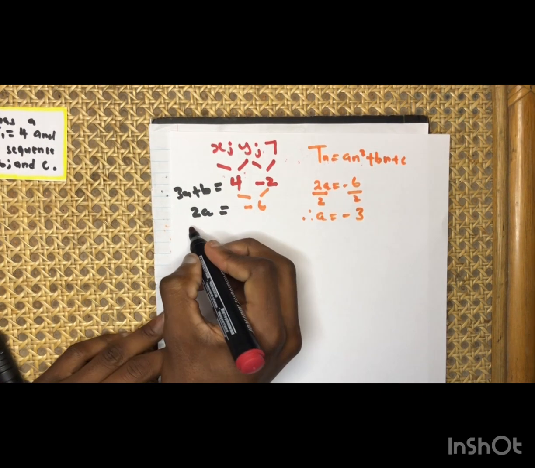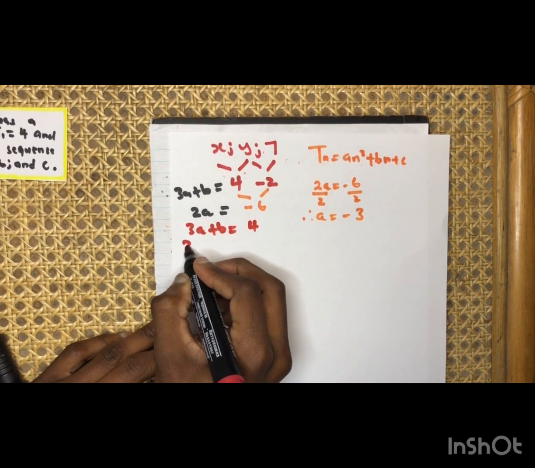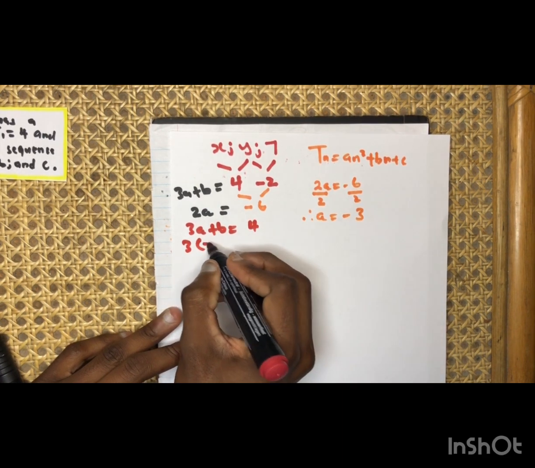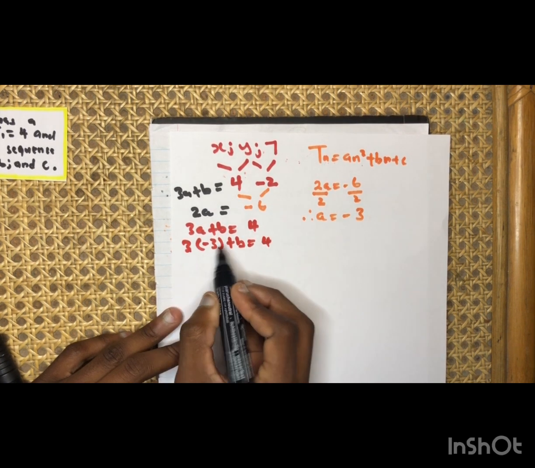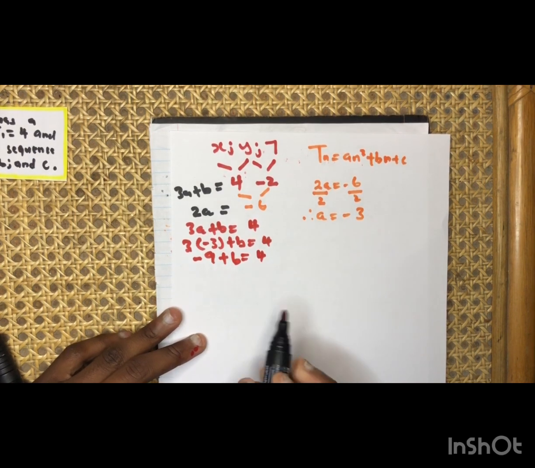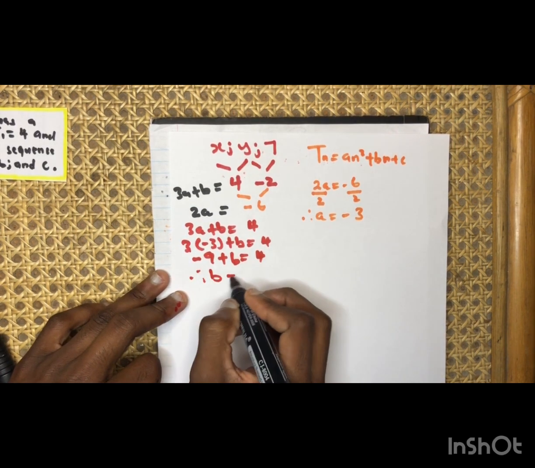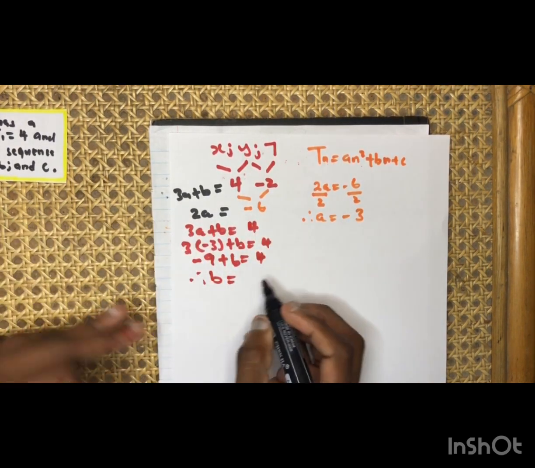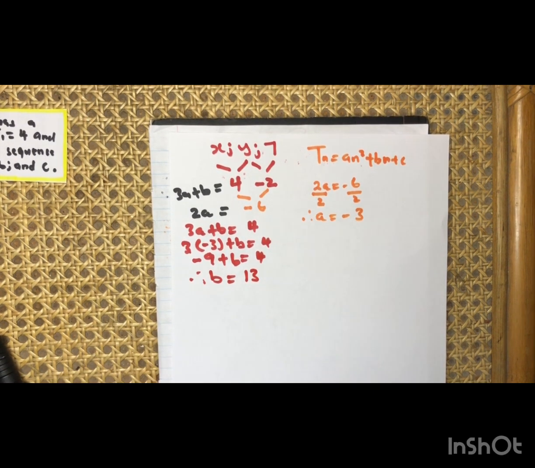So I'm going to say 3a plus b equals 4. Now this is 3 into a, we know it's negative 3, plus b equals 4. So 3 times negative 3, we get negative 9 plus b equals 4. Then it's easy now, guys. You just transpose negative 9 to that side. So therefore your b, if you say 4 plus 9, then you get 13. So that's 13. So guys, then we need what? We need c.